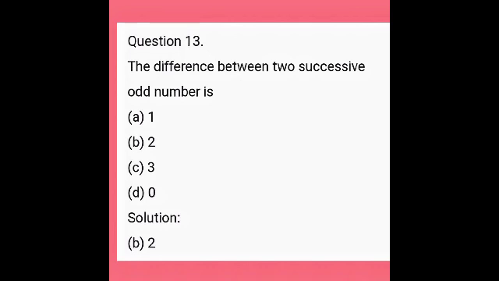The same way, I am considering the two digit numbers 31 and 33. That is two successive odd numbers. If you subtract 31 from 33, we will get 2. So therefore, the difference between any two successive odd numbers is 2. So the answer is 2.